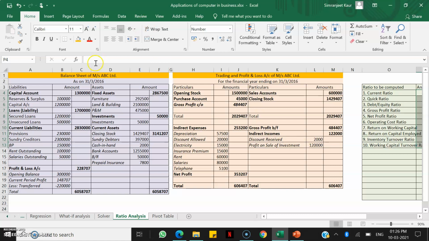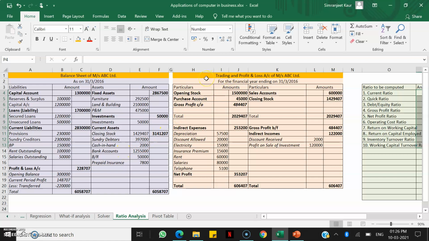Let's familiarize ourselves with the balance sheet first. So we have on this side our liabilities, and on this side we have our assets. Under this we have capital account, then our long-term loans comprising of secured and unsecured. Then we have current liabilities, the creditors, rent outstanding, salaries outstanding, and all that. After this we have profit and loss account. On this side we have our fixed assets, plant and machinery, land and building, investments. Then we have our current assets, which include our closing stock, sundry debtors, cash in hand, etc.